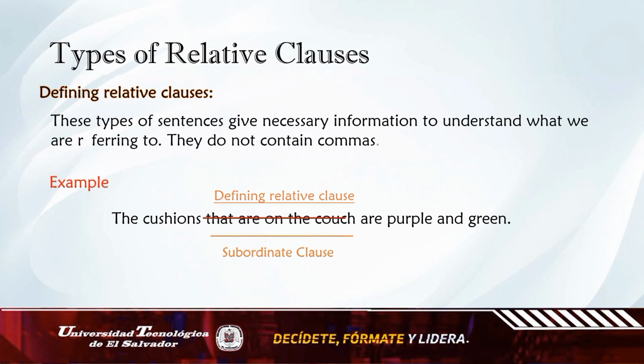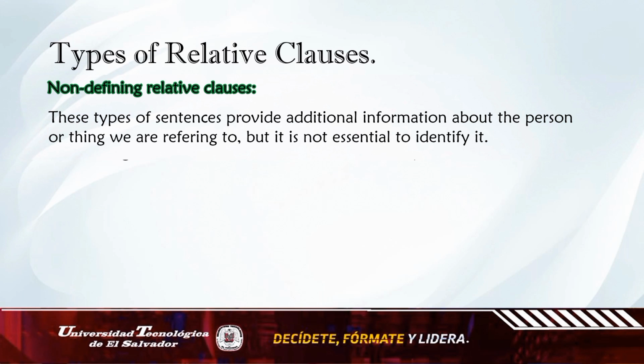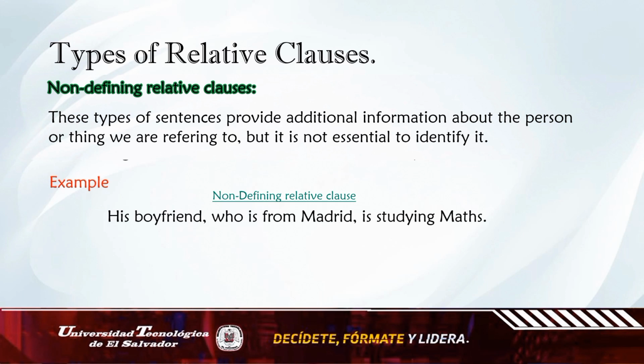And in the case of non-defining relative clauses, these types of sentences provide additional information about the person or thing we are referring to, but it is not essential to identify it. For example, his boyfriend, who is from Madrid, is studying maths. In this last example, the sentence does contain commas. If we remove the relative clause, it is still clear which person we are referring to.